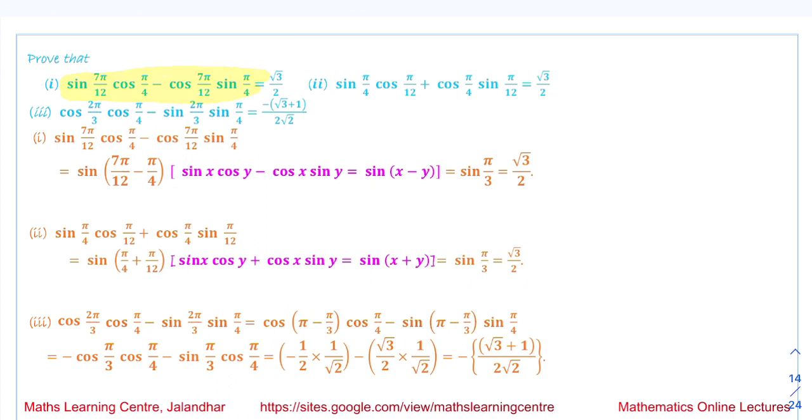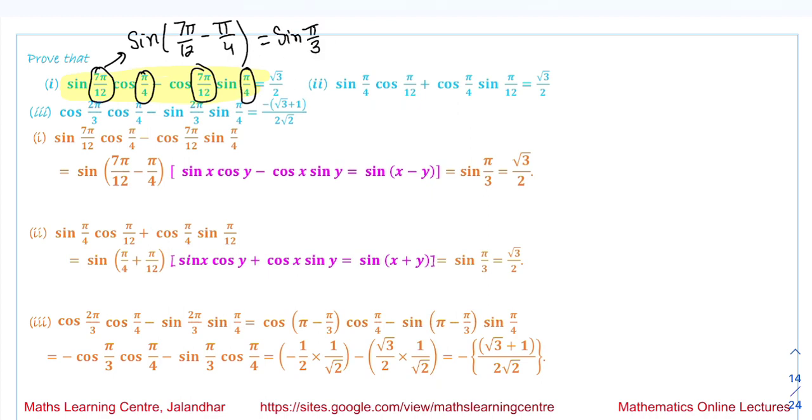Look at these values over here. This is 7 pi by 12, this is 7 pi by 12, this is pi by 4, and this is pi by 4. So we get sine theta cos phi minus cos theta sine phi, and this is the formula for sine of 7 pi by 12 minus pi by 4, and this value is equal to sine of pi by 3, and we know that sine of pi by 3 is equal to square root 3 by 2.